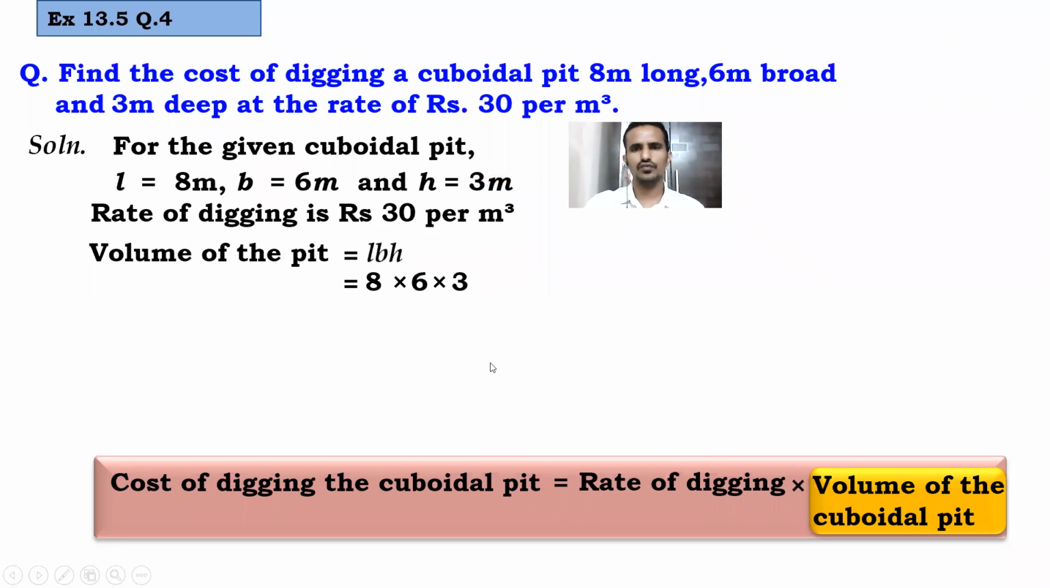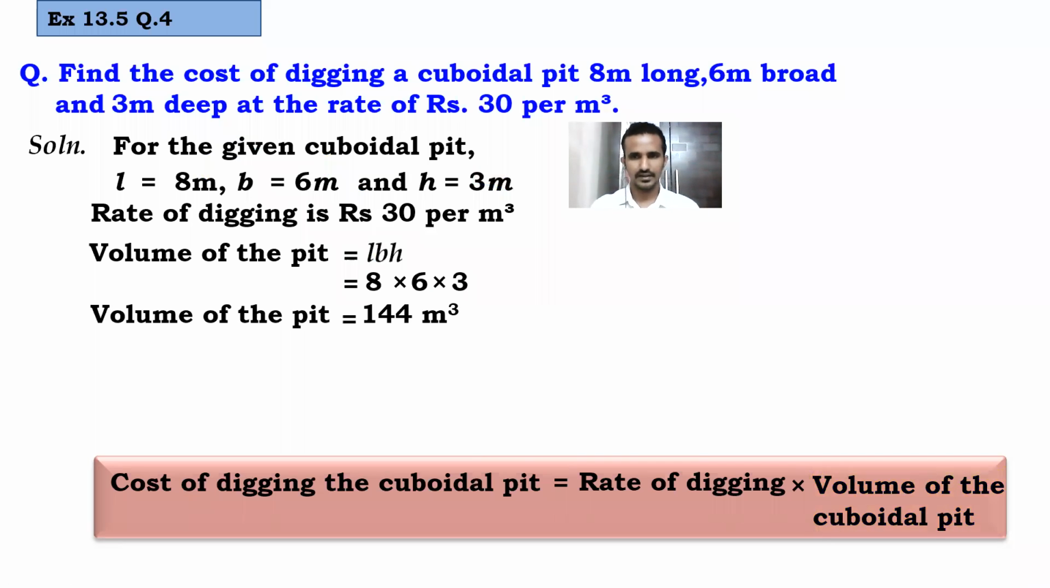8 6s are 48. 48 into 3 will become 144 meter cube. Take care of the units. It is volume, so the volume is equal to 144 meter cube. We have to dig out this cuboidal pit whose volume is 144.